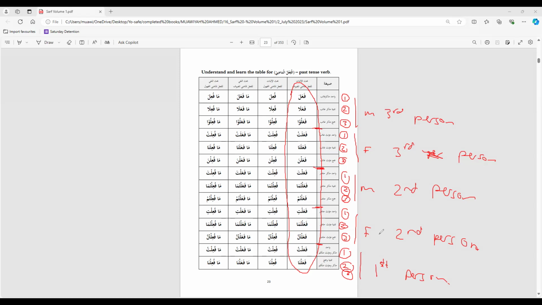So now let's go on to the second line. So we've done the first line. Now let's go on to the second line. Second line, you'll notice is very similar, just a slight difference in all of them. But you'll notice the ending is the same. It's just the first three letters, the harakah will be slightly different.